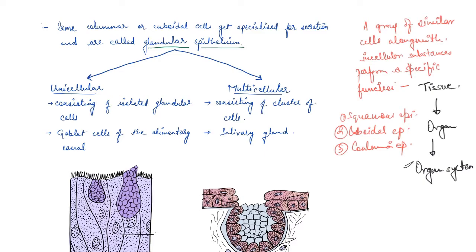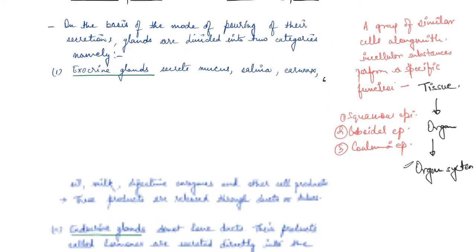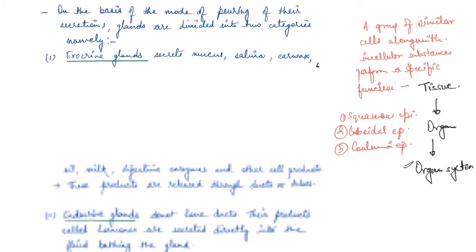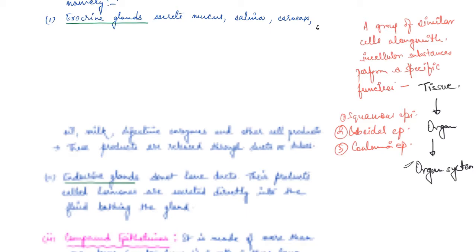Now, on the basis of mode of pouring of their secretions, glands can be divided into exocrine and endocrine glands, right? Exocrine glands secrete mucus, saliva, earwax, milk, digestive enzymes, right? All these products are released through ducts or tubes. So remember this.